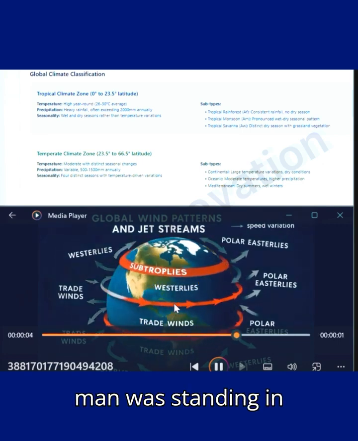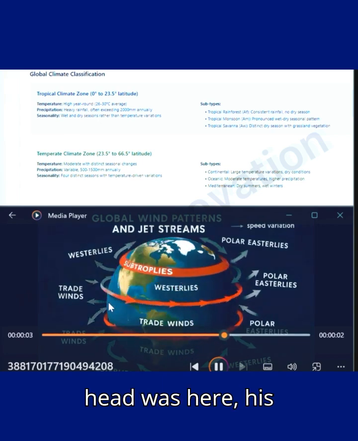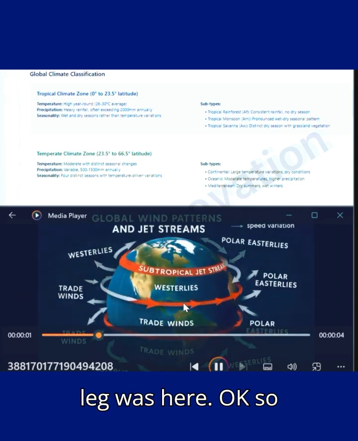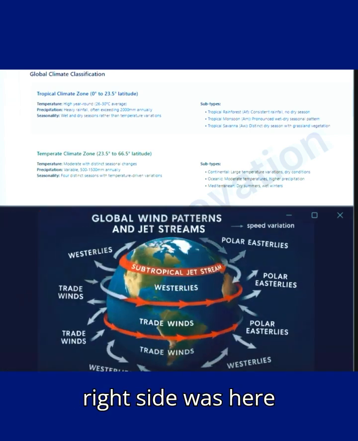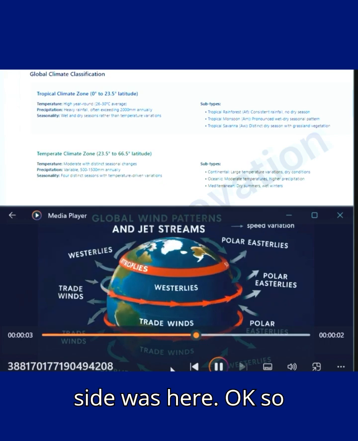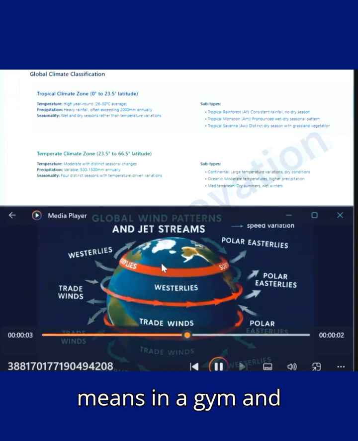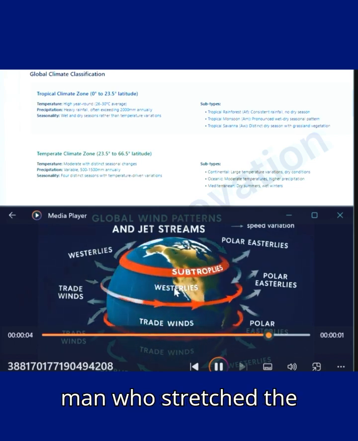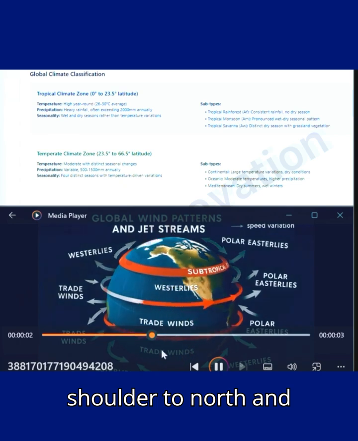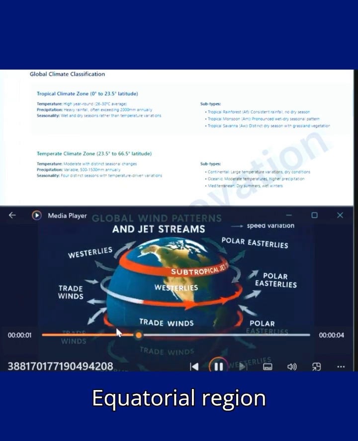I have opened this video to show you what latitude and longitude are. Imagine a man standing in this position, facing west to east. His head is here, his legs are here, and he is stretching his two hands, one to the right side and another to the left side. Imagine this is latitude. In a gym they say lat exercise, you can imagine it like that. A man stretching his shoulders north and southwards is called latitude.